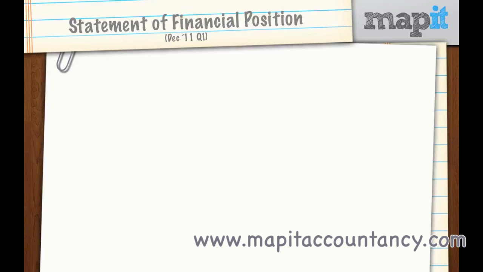And we're going to look at December 2011 question 1 to try to see how to attack these statements of financial position. And the good thing about them is that they're pretty much always the same. So we can get a set way to do them. We can do that set way each and every time we undertake this type of question. So how do we approach this question?